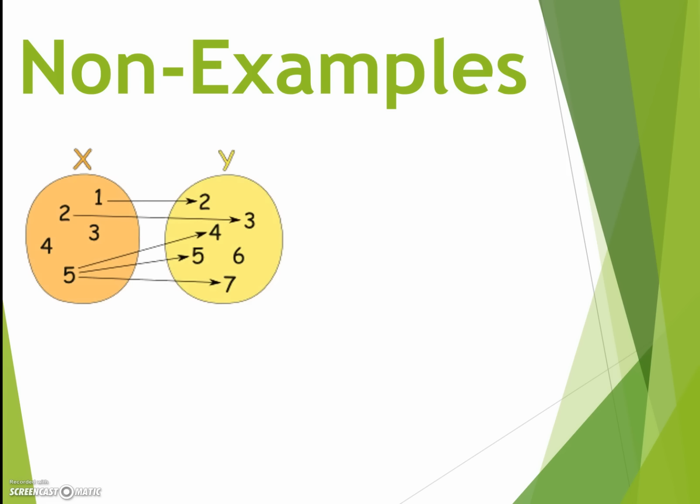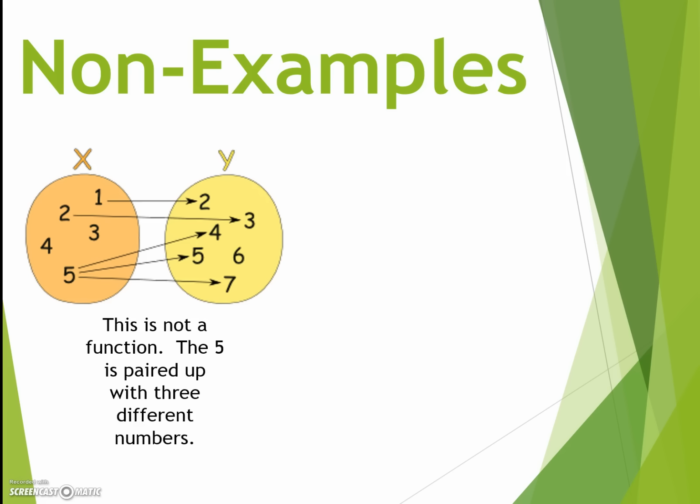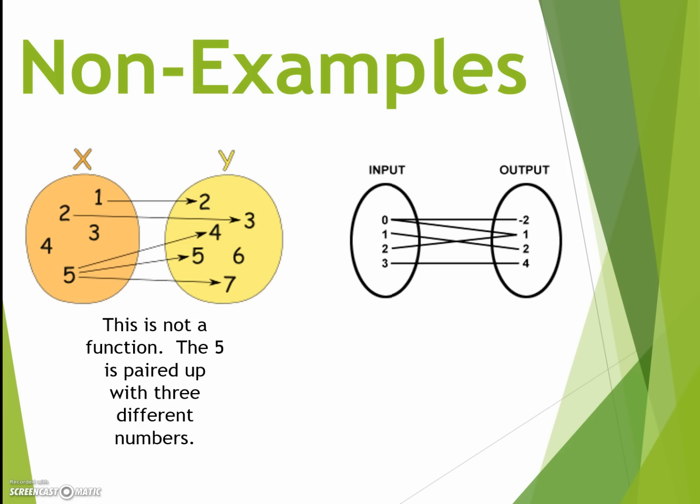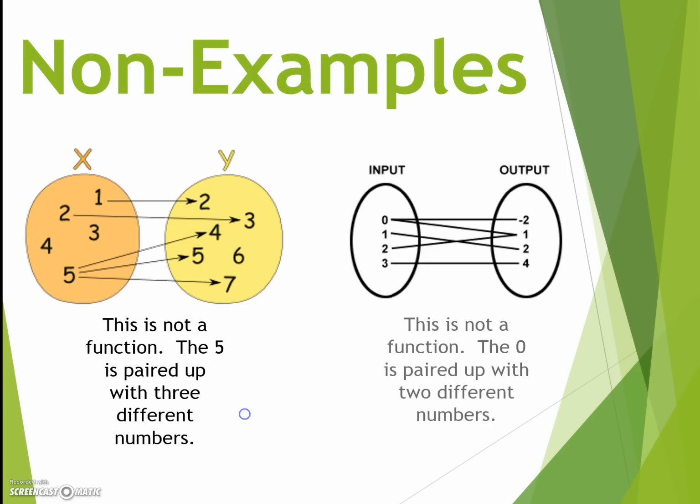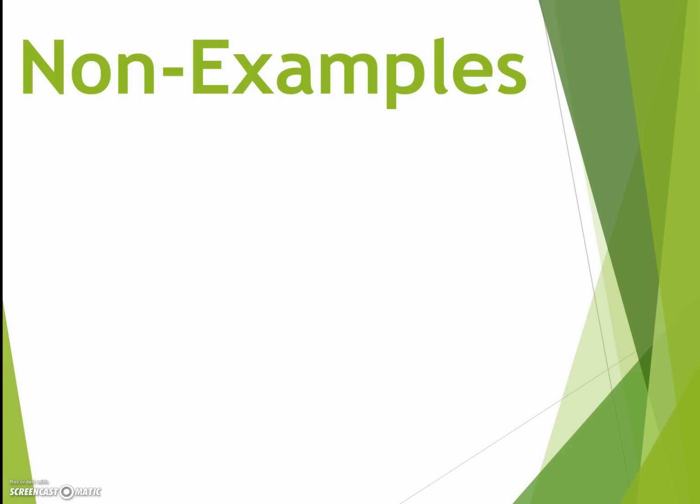So looking at an example of mapping, the one that stands out to us is the number 5 in our domain, or the x values. Our mapping goes from 5 to 4, 5 to 5, and 5 to 7. So this is not a function. Just to show another example relating domain and range to input and output, the one that stands out here is the number 0. It's paired up with 2 different numbers, therefore it is not a function.